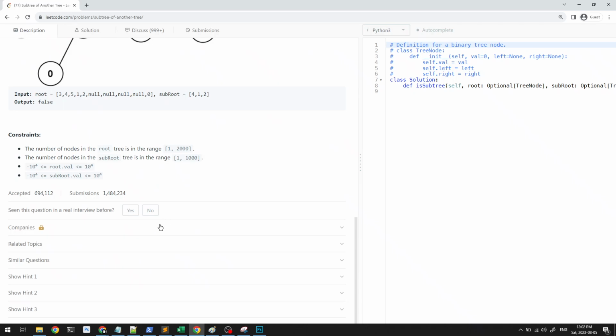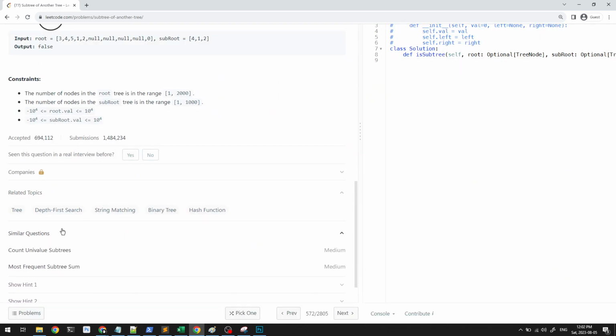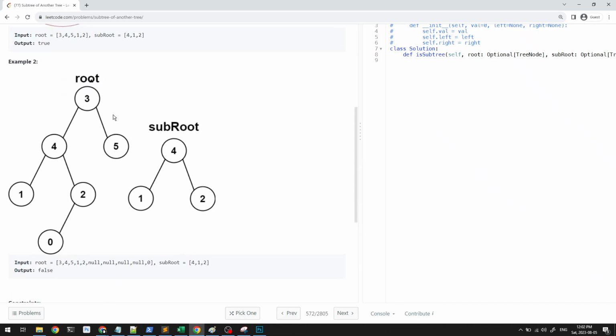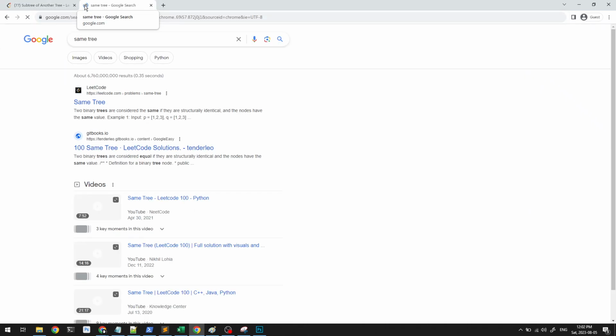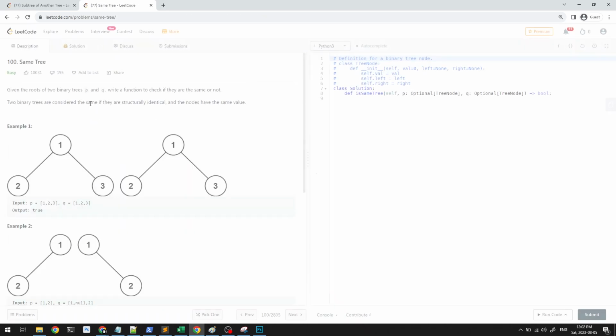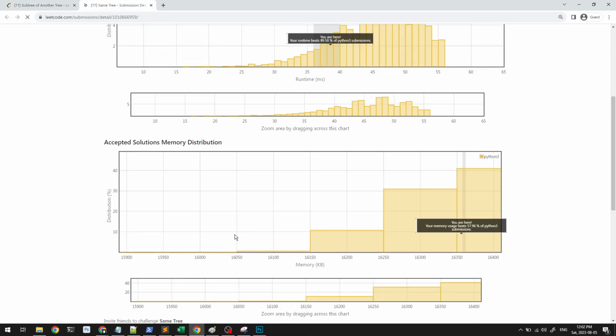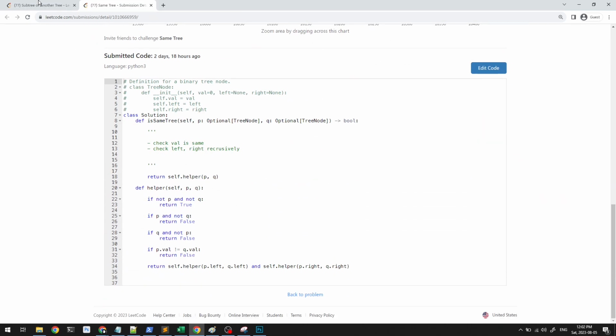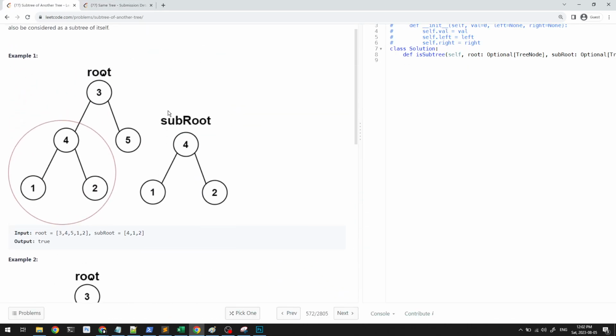We might have actually done a similar question to this one, which I believe was called Same Tree. In Same Tree, we're given two binary trees and we want to return whether they have the same structure or not. I did this here, and we'll just copy and paste the code over here because we'll be using it. That's essentially what we might want to use in this problem.